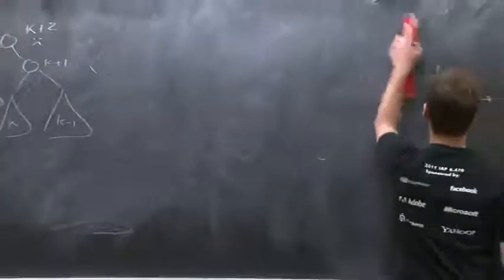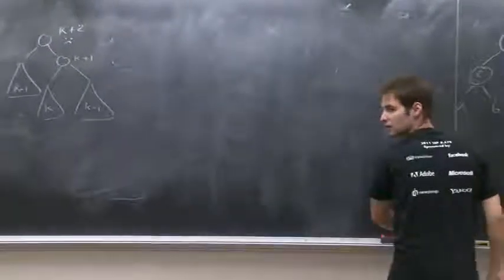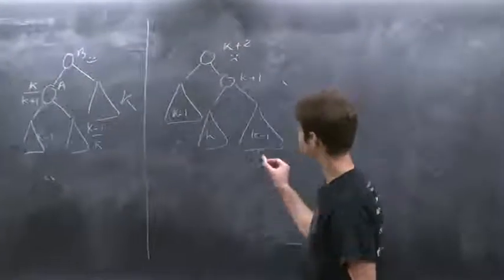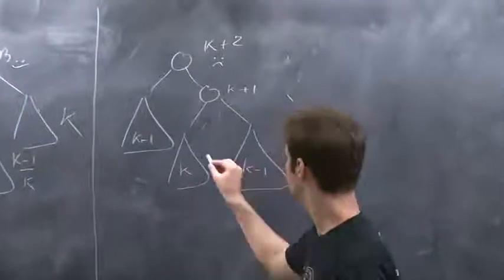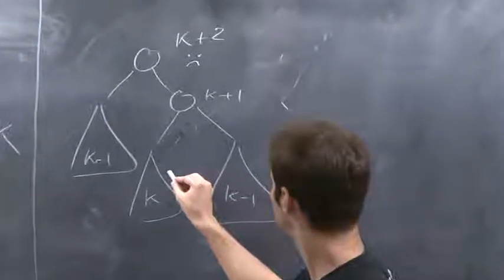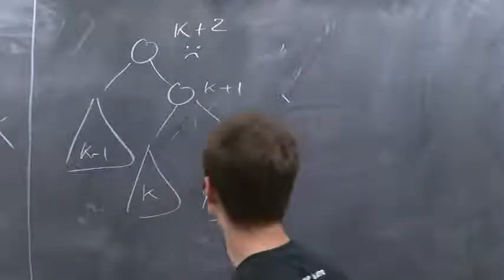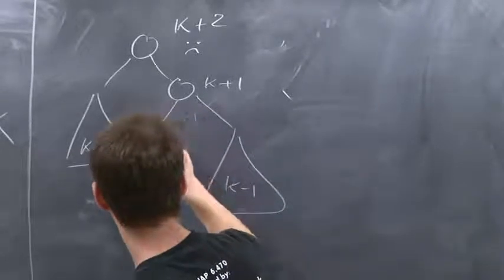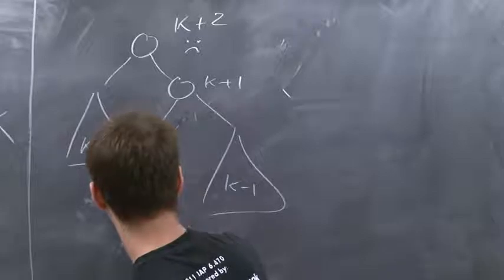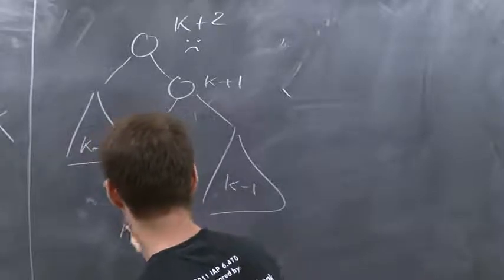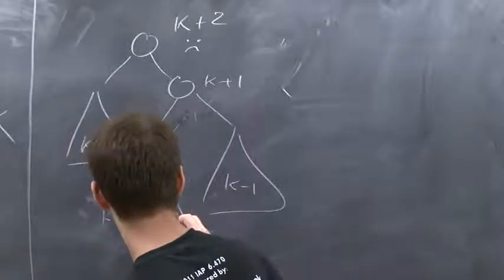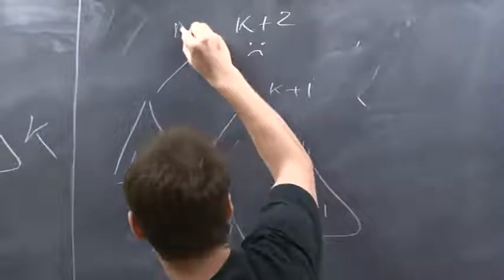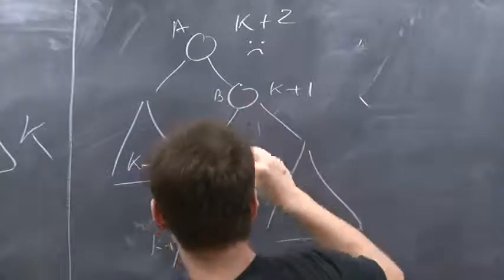Make a right rotation. Sorry? Make a right rotation. So make a right rotation where? K and K plus 1. All right. So let me break this up so we can see how that would work out. So these two are K minus 1 and K minus 1. And these nodes are A, B, and C.